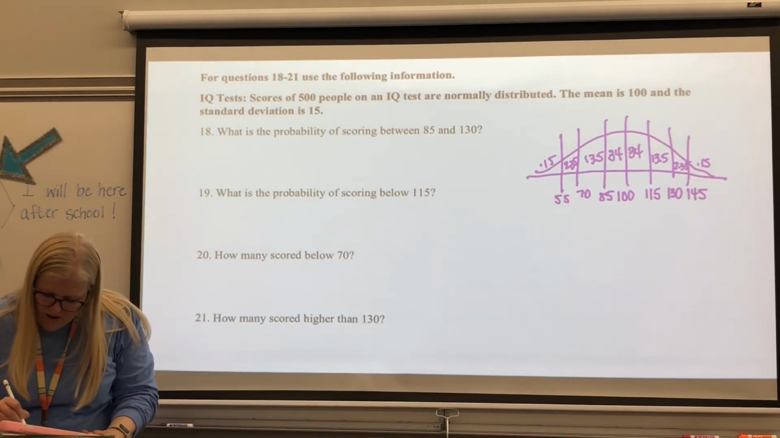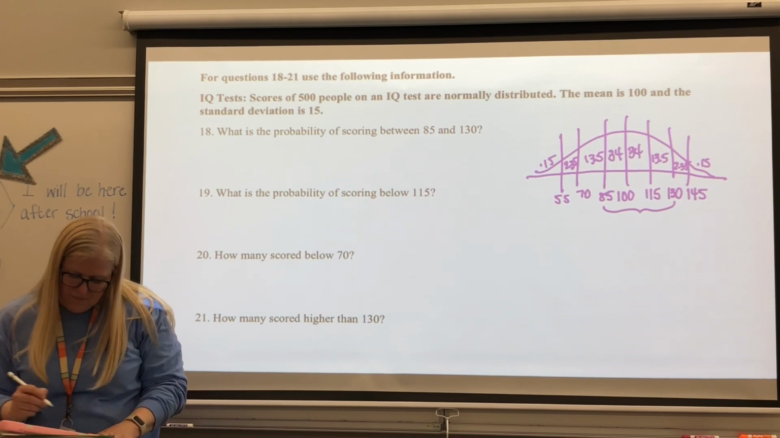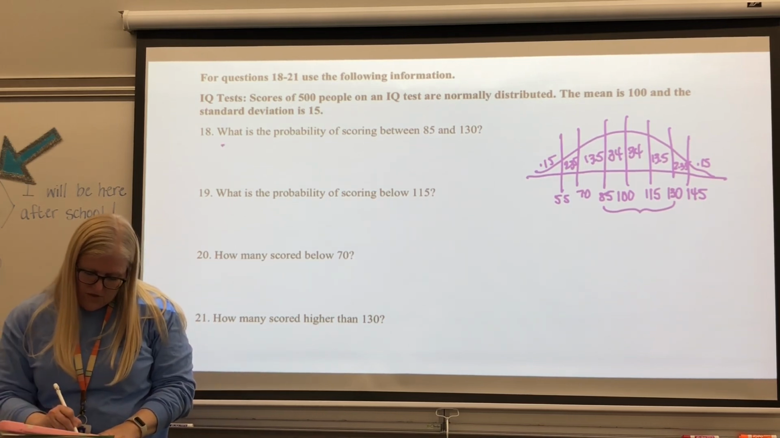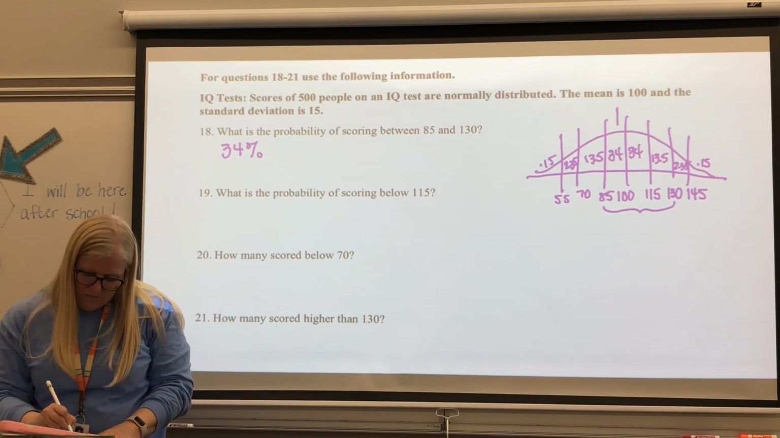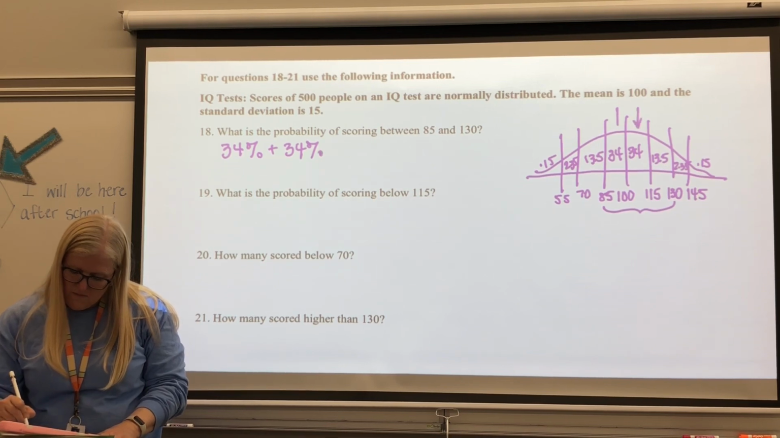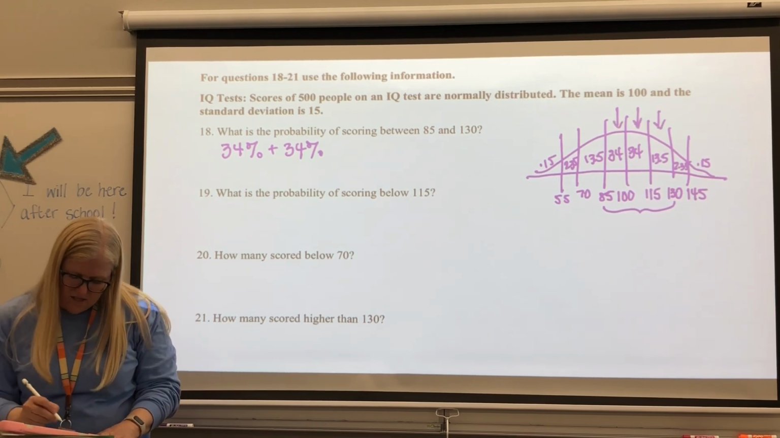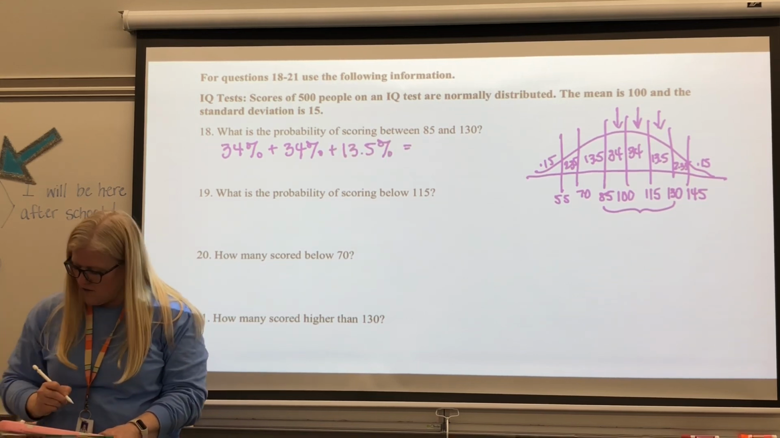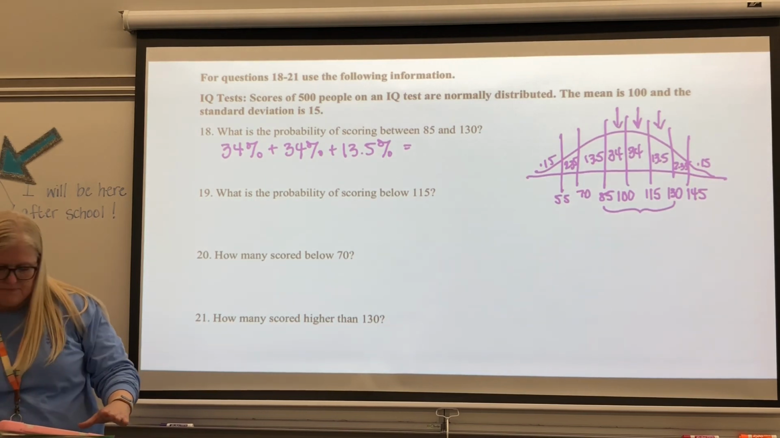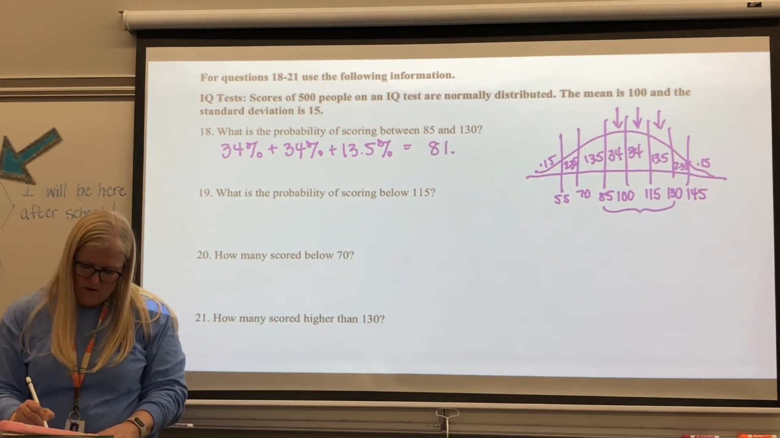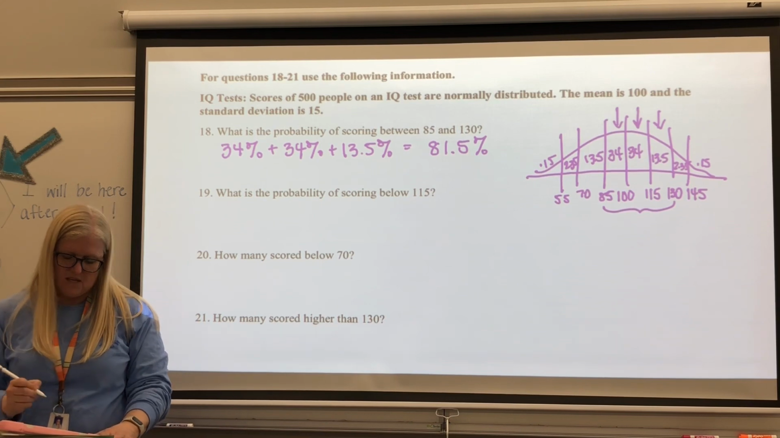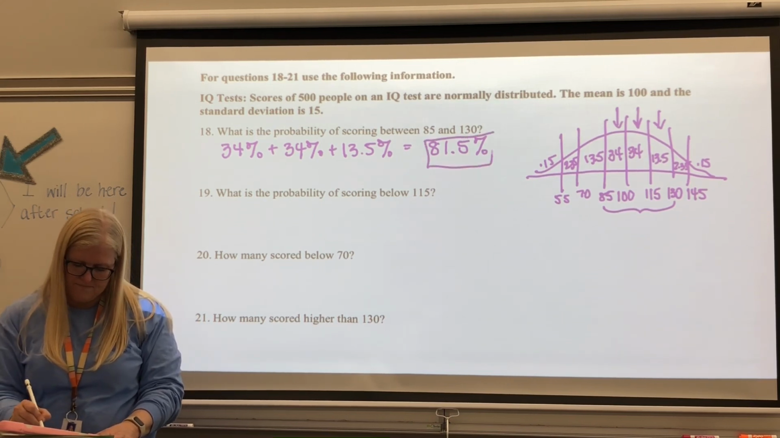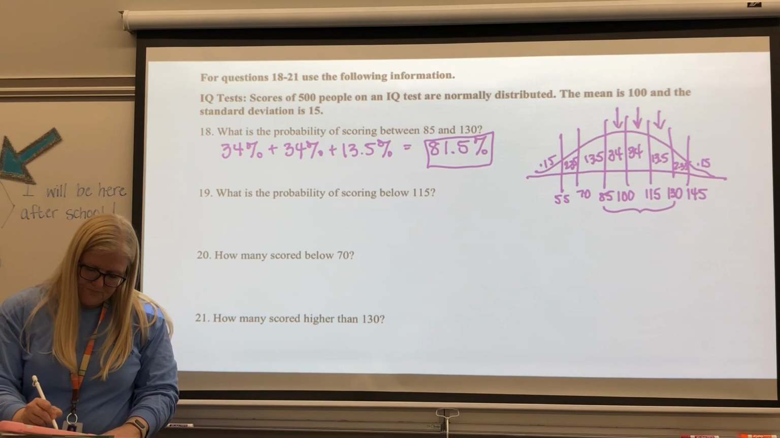So 85 and 130 means I've got the 34% sliver right here, plus another 34% sliver right here, and a 13.5% sliver. And you add all those up, and you get 81.5%. And that's your answer. Okay? All right.